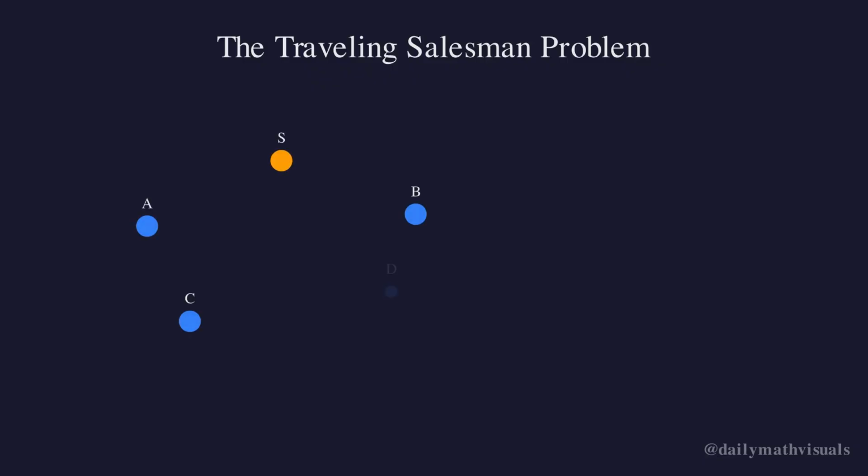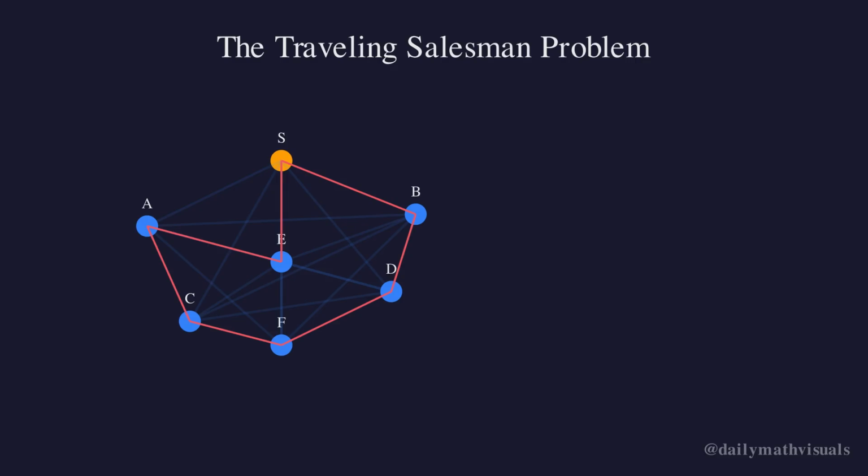Imagine you're a salesman. You have a list of cities you need to visit. You start from your home city, marked S here. Your goal is simple. Find the shortest route that visits every city exactly once and returns home. Sounds straightforward, right? Just try all possible routes and pick the shortest one.